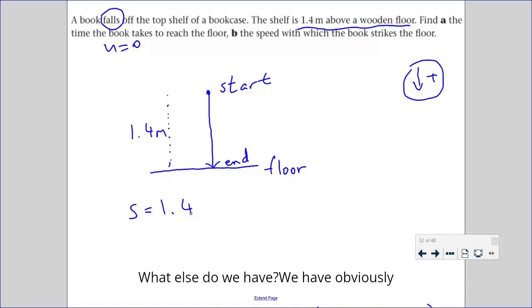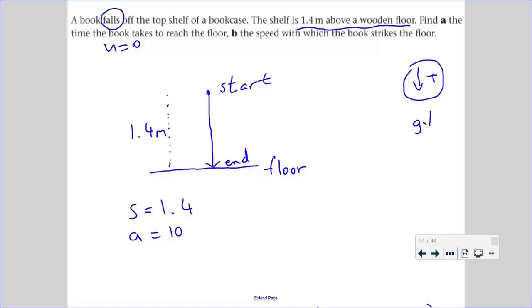What else do we have? We have acceleration. Acceleration in this case will be 10. It will not be negative 10. The reason is we've taken downwards as positive, because the book is falling down. We know that gravity is also downwards. That means both are down, which means positive. So A will be positive 10.